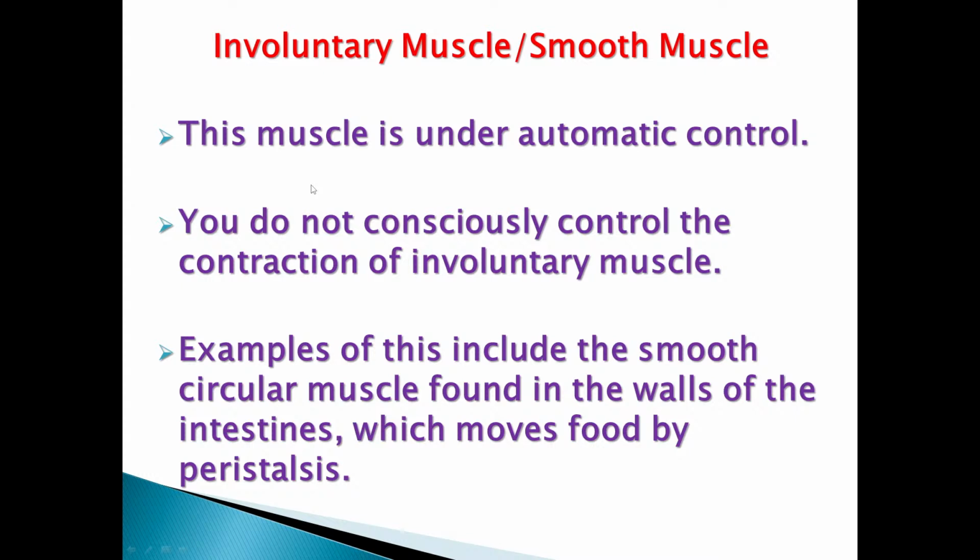Then we have the next type of muscle, called involuntary muscle. Rather than saying involuntary muscle, some textbooks will refer to it as smooth muscle. That's just another term for it. So we have more than one term that we can use: involuntary muscle, and the term smooth muscle.